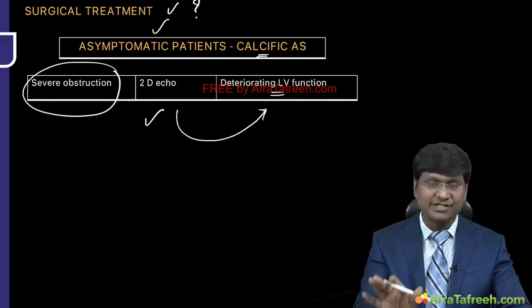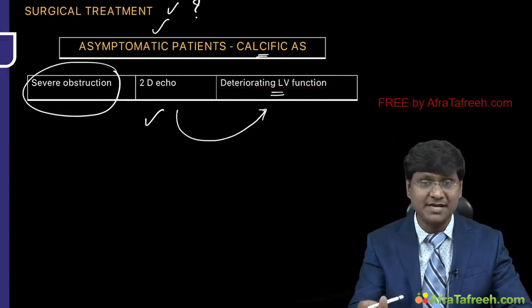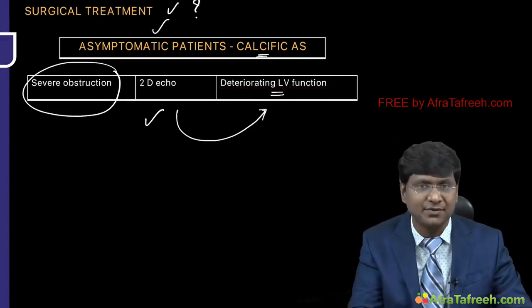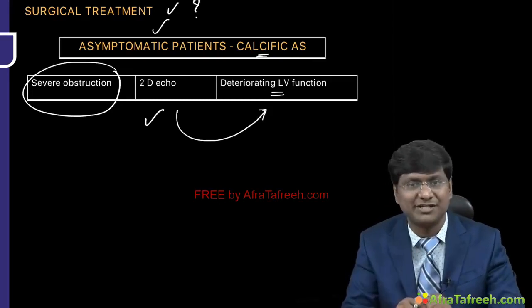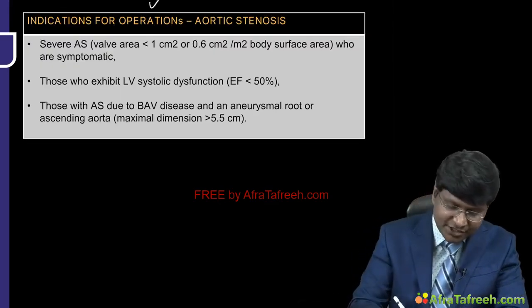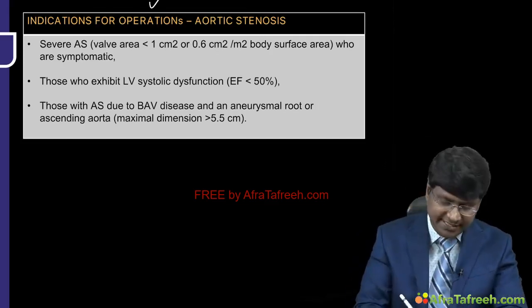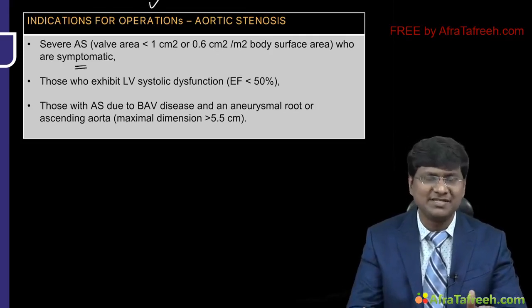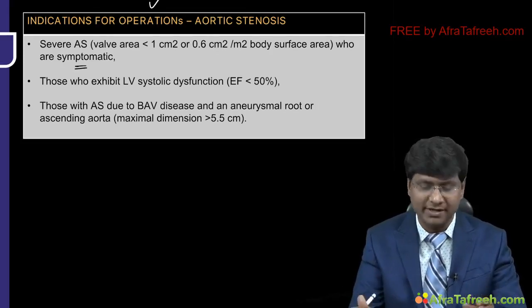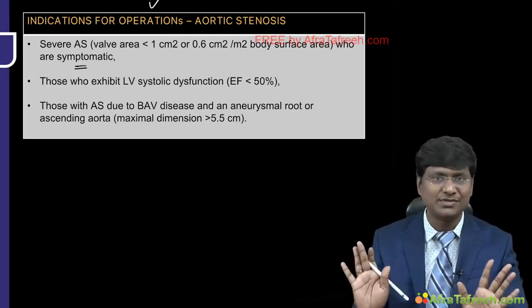That is what you need to check in the two-dimensional echocardiography in a patient with severe obstruction and asymptomatic calcific aortic stenosis. Now, what are the indications for surgical intervention then? So, the indications for surgery include, number one, severe aortic stenosis being symptomatic. Severe means the valve area less than 1 centimeter square and gradient more than 40 millimeters of mercury.